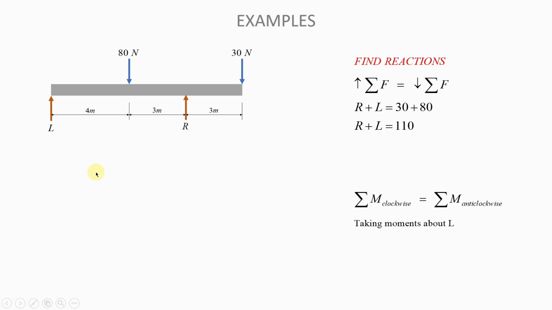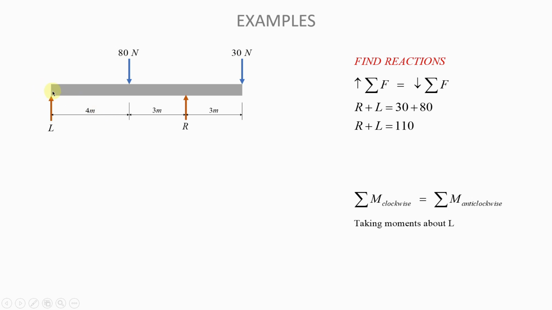So now, which are the forces that will create a clockwise moment? If we're taking our moments about L, you can imagine this beam to be a ruler, and you pin it here with your finger, because that is where we're taking our moments. Now, if you apply a force in the direction of the 80 Newton force, will the ruler rotate clockwise or anti-clockwise?